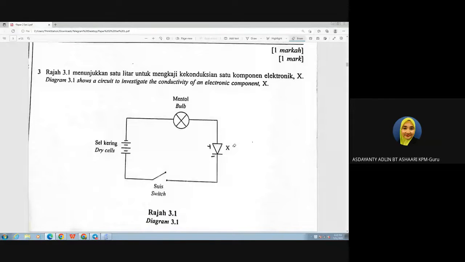For number 3, diagram 3.1 shows a circuit to investigate the conductivity of an electronic component. So awak nampak saja ni, this is an electric component, we call it a diode. Ada triangle and then ada terminal. So this is a diode. Which one is the positive terminal and negative terminal? Triangle ni positif. Yang ada straight line is the negative terminal.